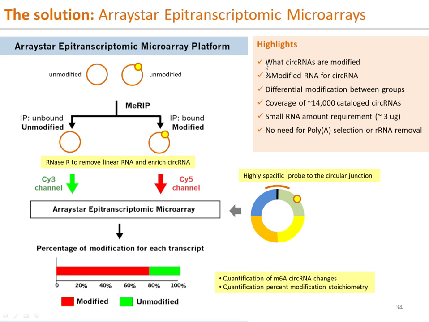So the microarray can provide the information of what circular RNAs are modified, stoichiometry of the percentage of modified versus unmodified circular RNA, differential modification between groups or conditions, coverage of about 14,000 cataloged circular RNAs, and there is only a low RNA amount requirement at 3 micrograms. There is no need for poly A selection or ribosomal RNA removal, which is required for RNA sequencing.